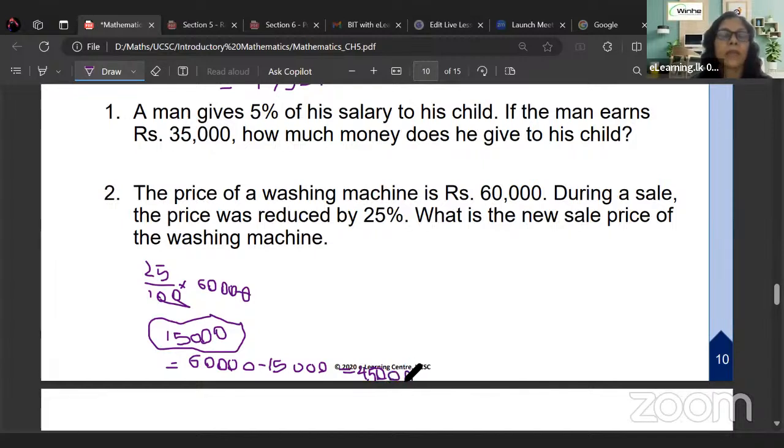Right? This is one method. We find what 25% of 60,000 is, and reduce that amount from the original sale price, and the amount we get is the new price of the washing machine. What is the other method?